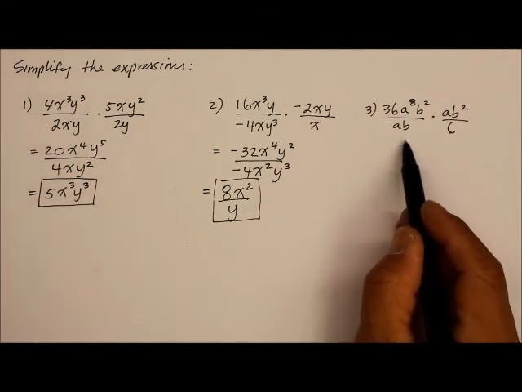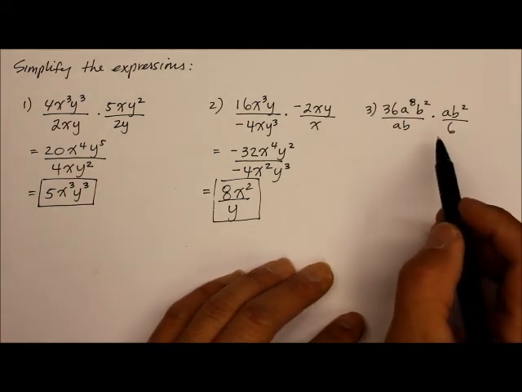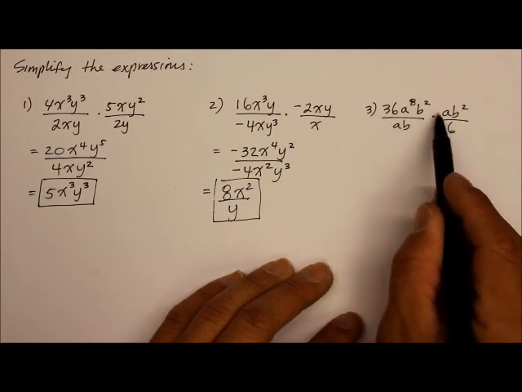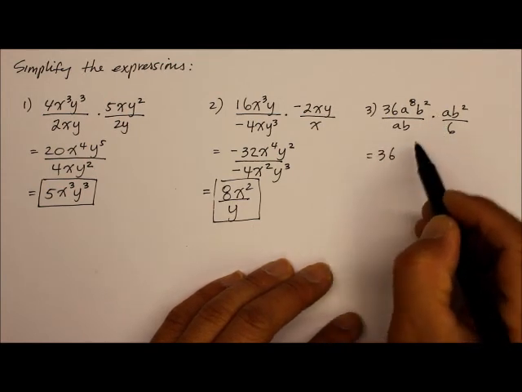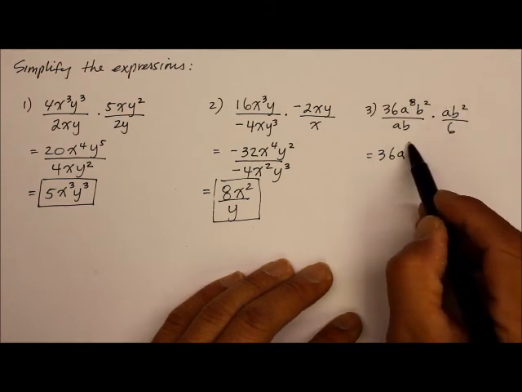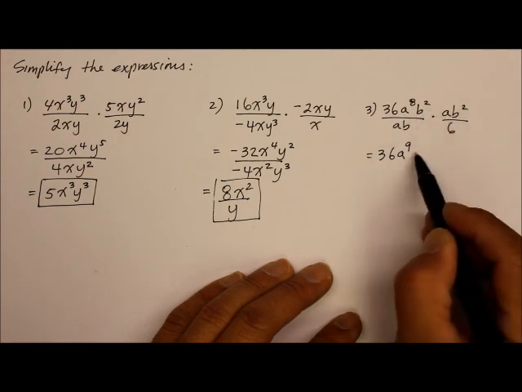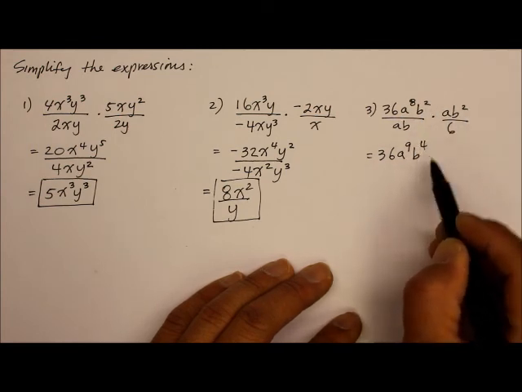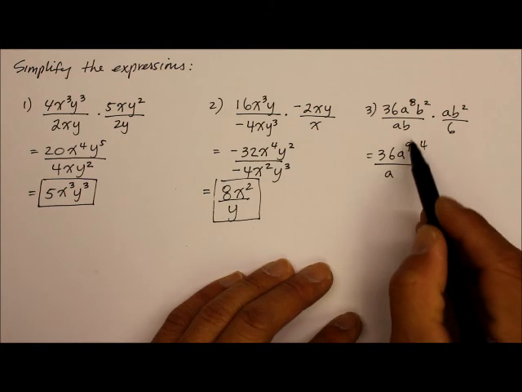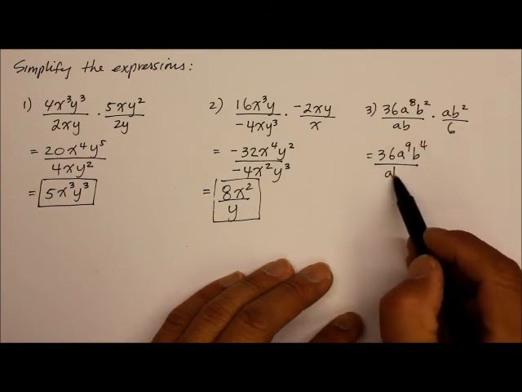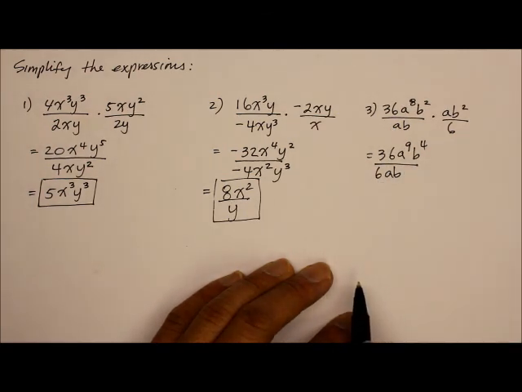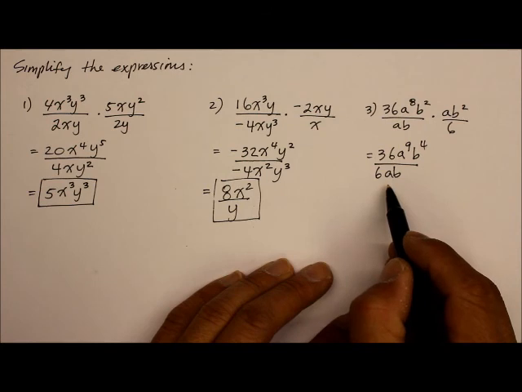And finally, number 3. I recommend using the multiplication property of the exponents. So 36 times the invisible factor 1, so you get 36. A to the 8, a to the first. Add up the exponents to become a to the ninth. B squared, b squared becomes b to the 2 plus 2 is 4. Over a to the first and b to the second, and 6 times the invisible factor 1 is 6. That was not too exciting, but we're getting the job done.